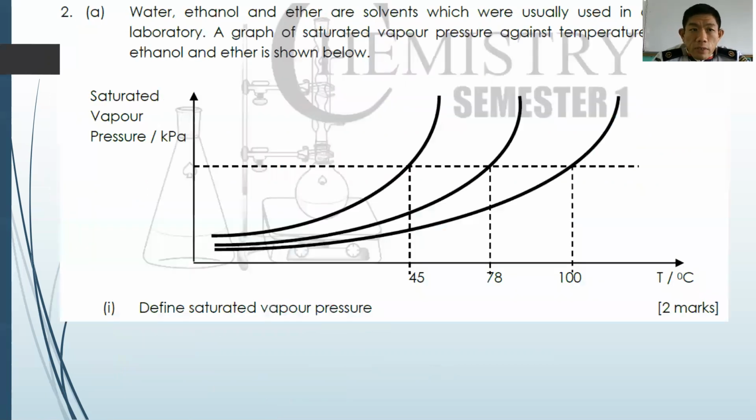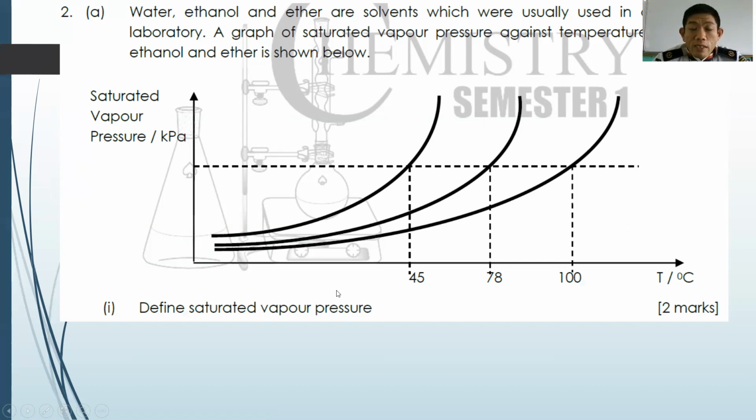Immediately we move to essay question number 2. Water, ethanol, and ether are solvents which are usually used in a chemical laboratory. A graph of saturated vapor pressure against temperature for water, ethanol, and ether is shown below. So define the saturated vapor pressure. What is a saturated vapor pressure?